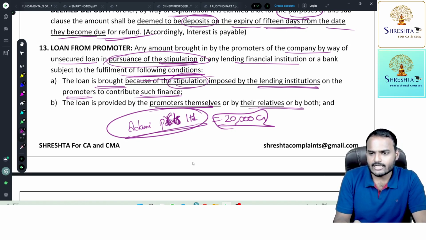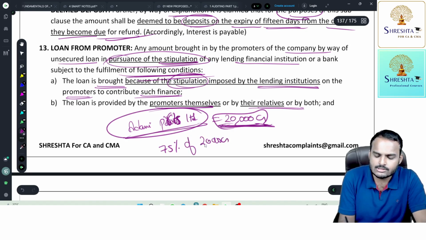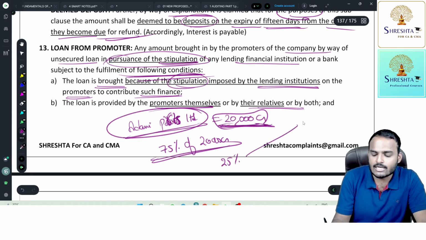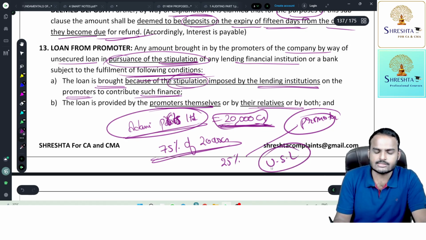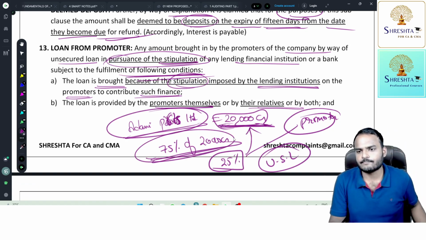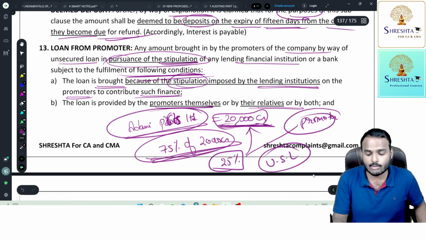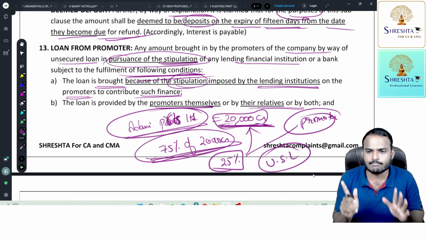Banker kept one condition. So we are ready to finance, but the total project value is 20,000 crores. We will give you finance up to 75% of 20,000 crores, and balance 25% should come from promoters. If promoters are giving unsecured loans up to 25% of the project value, then we will finance you remaining 75%, sir. Now, whatever unsecured loan company is getting from the promoter is not treated as deposit.